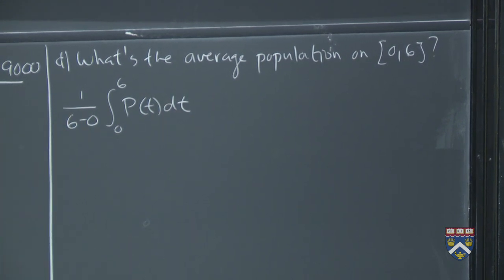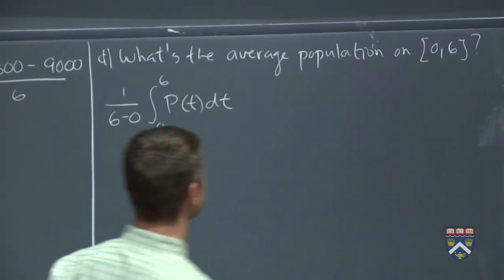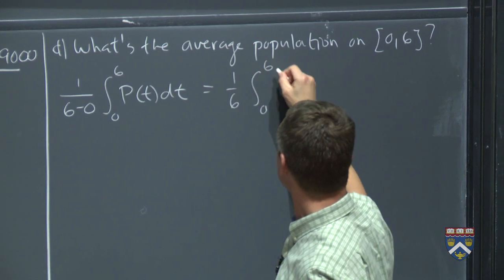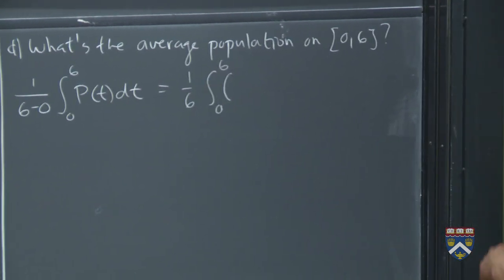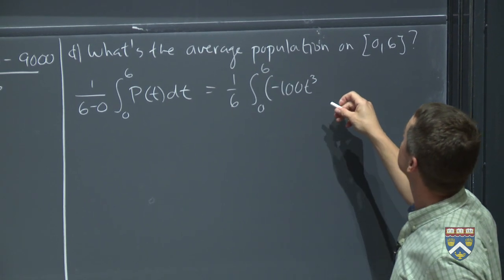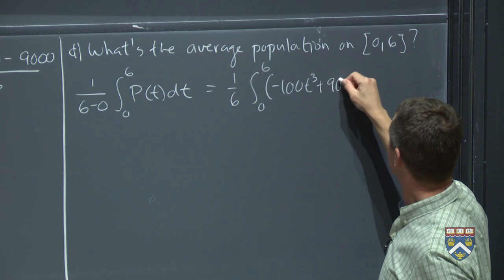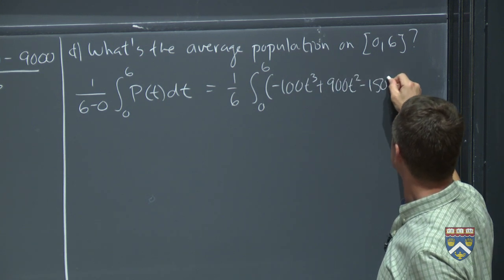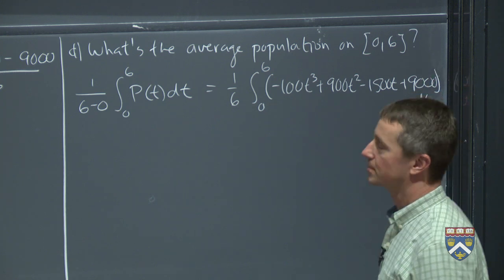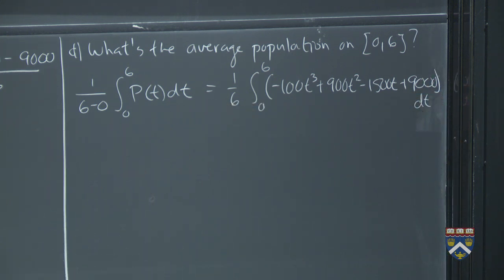So is there any shortcut way for this one? Or do we really need to go and do some work now? Unfortunately, we do need to go and do some work because we don't have an antiderivative of this population function yet. So we need to say 1 over 6, integral from 0 to 6, of the function p of t that we found up above. So negative 100 t cubed plus 900 t squared minus 1500 t plus 9,000. Just pretend that dt is on the same line as everything else.